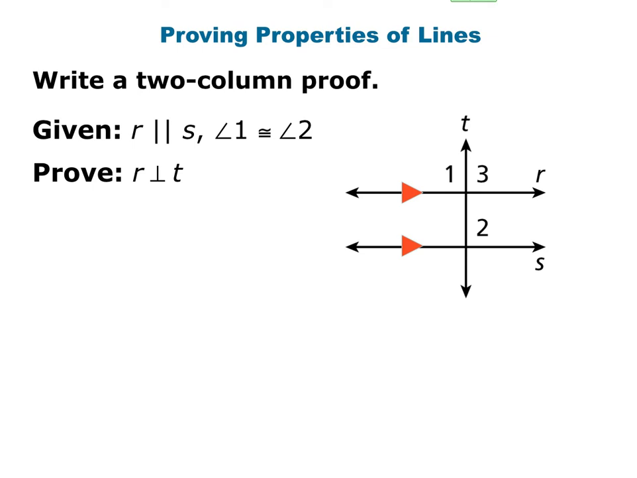Write a two-column proof. And I'm going to lead you and see if you can help fill in the missing parts. Okay, got the picture? Mark it the correct way. Now I'm going to first say R is parallel to S. Where did I get that? Good. Okay, given.